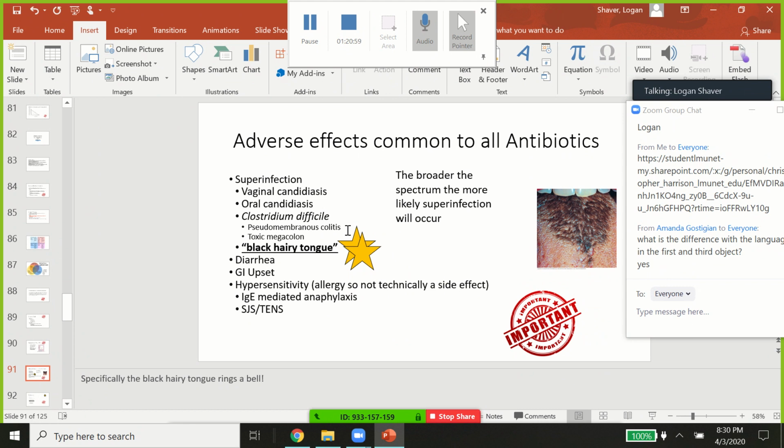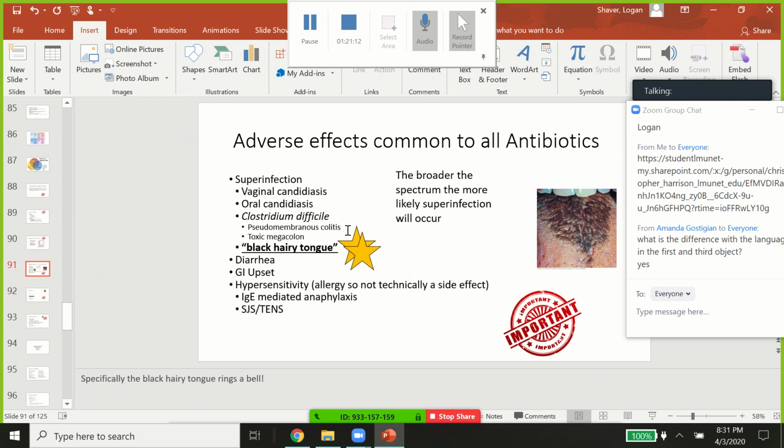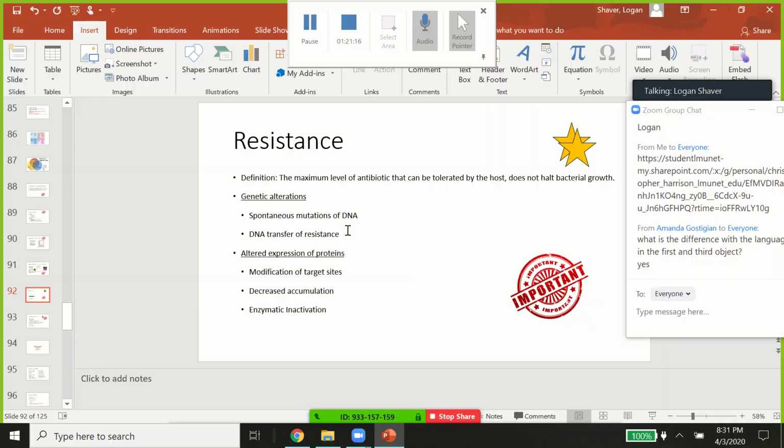What this whole slide is basically telling you is the adverse effects that are common to all antibiotics. It's not specific to Vanc or anything. It's all of them. So you can read through that. Black hairy tongue, specifically, diarrhea, GI upset. A lot of them have those.